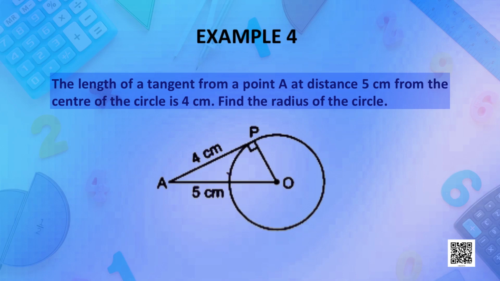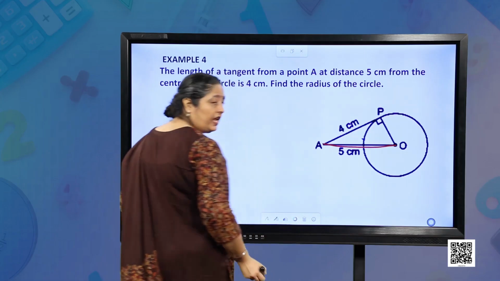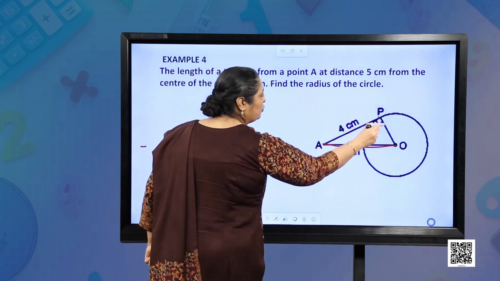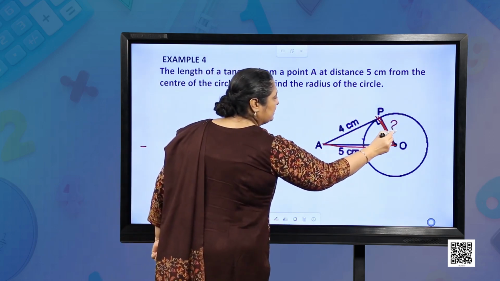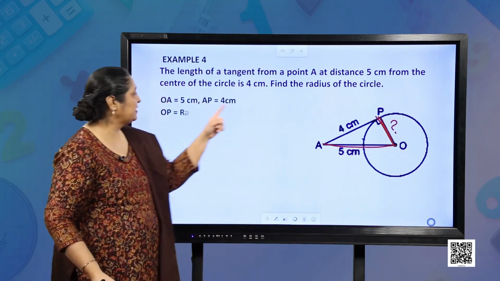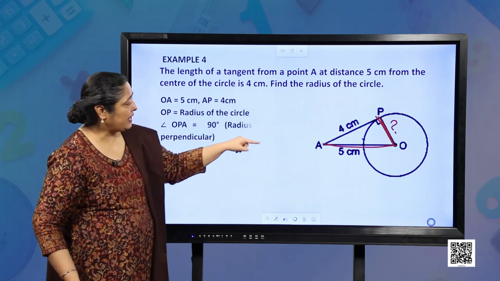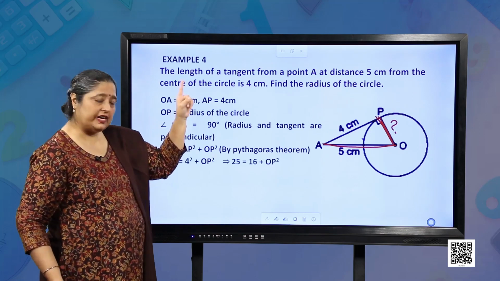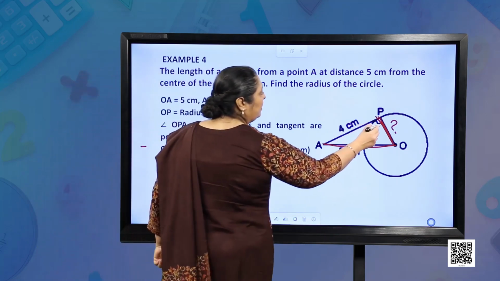The length of the tangent from a point A at a distance of 5 centimeter from the center of the circle is 4 centimeter. Find the radius of the circle. What we have is AO is 5 centimeter, AP is 4 centimeter. We need to find OP, this distance. So, what is given is a circle with center O, and OA is 5 centimeter, AP is 4 centimeter, and OP is the radius.